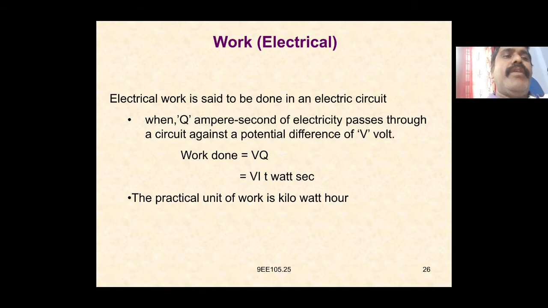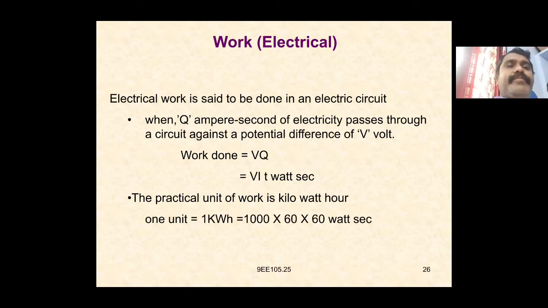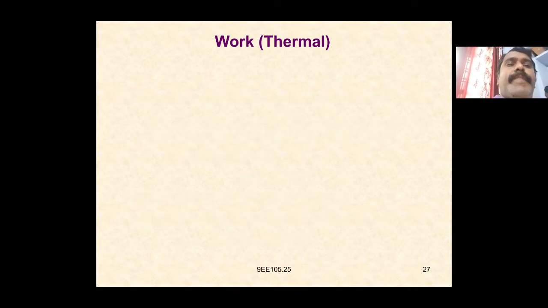Electrical work is said to be done in an electrical circuit when Q amperes of current passes through the coil or the conductor against the potential difference of V volts. So work done is equal to V into Q, VIT watt-seconds. The practical unit of work is the kilowatt hour. That is, 1 unit is equal to 1 kilowatt hour, which is equal to 1000 into 60 into 60, that is 36 into 10 to the power of 5 watt-seconds.